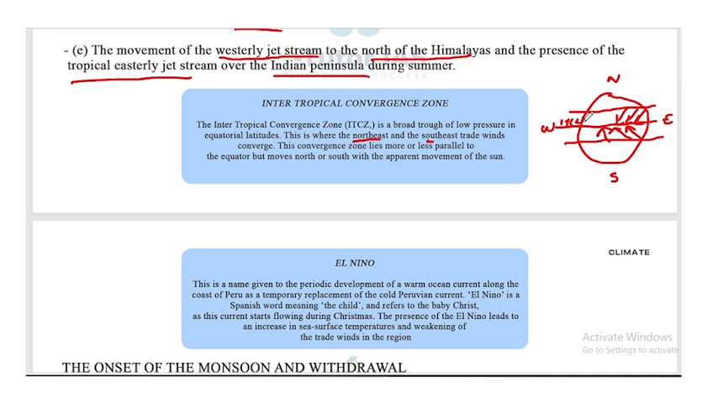But when this region moves up, what happens? The southeast trade winds cross the equator and, due to the Coriolis force, turn right. This convergence zone lies more or less parallel to the equator but moves north or south with the apparent movement of the sun. In summer the sun's apparent movement is to the north, so the ITCZ also moves northward. So due to this effect, the southeast trade wind crosses the equator and, due to the Coriolis force, turns right, and that forms the southwest monsoon.